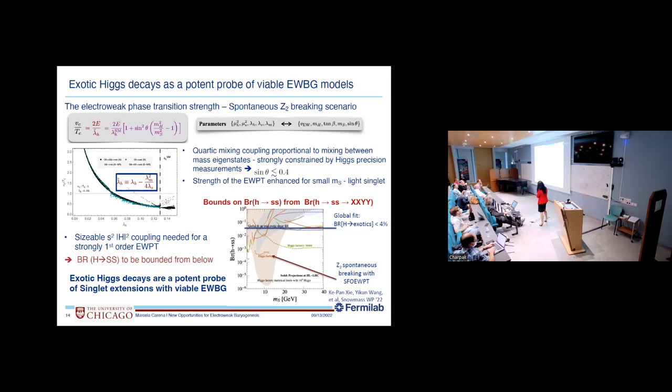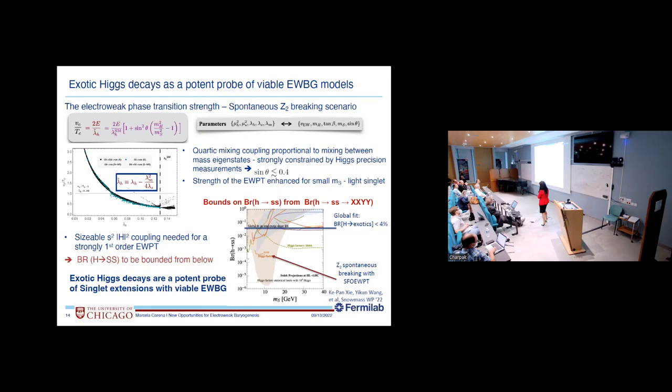An interesting thing here is you can express this in terms of, these are the parameters in the potential, and these are the physical parameters: the mass of the Higgs, the mass of the singlet, the ratio of the two vacuum expectation values. And this sine theta is really the mixing between the Higgs and the singlet, that is one-to-one related to this lambda. Okay. So the interesting thing here is that, first of all, you see that a light scalar and a large mixing are the best recipe to get a strong first order phase transition. Okay? But the mixing is bounded from Higgs precision measurements and will be bounded more.